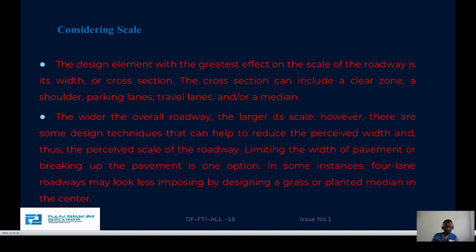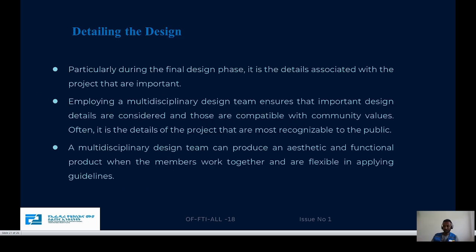There are some design techniques that can help us reduce the perceived width and perceived scale of roadways. And after that we have the detailed design, particularly during the final design phase. The details associated with the project are important, employing a multidisciplinary design.